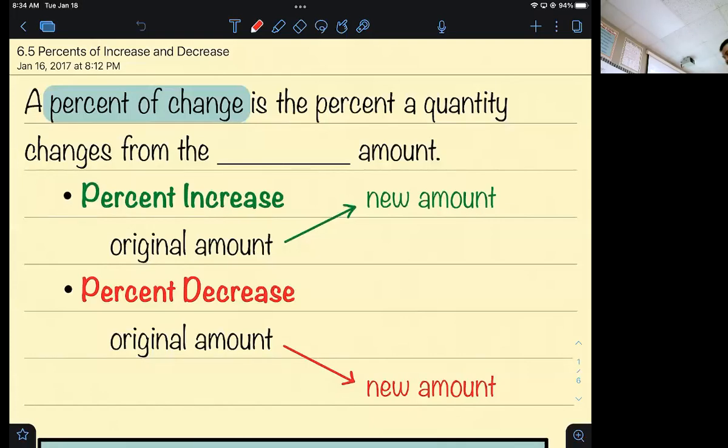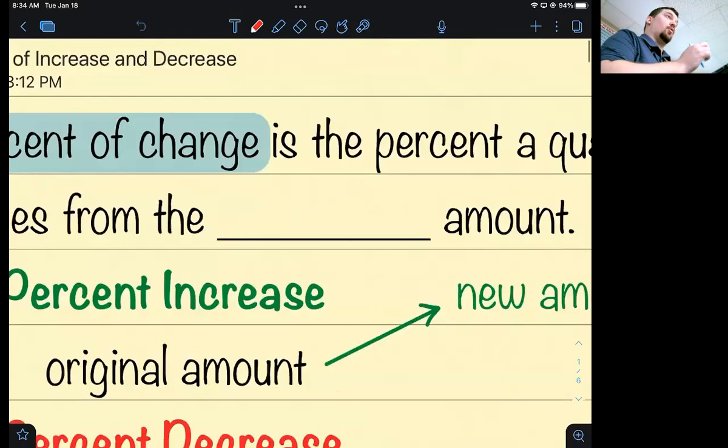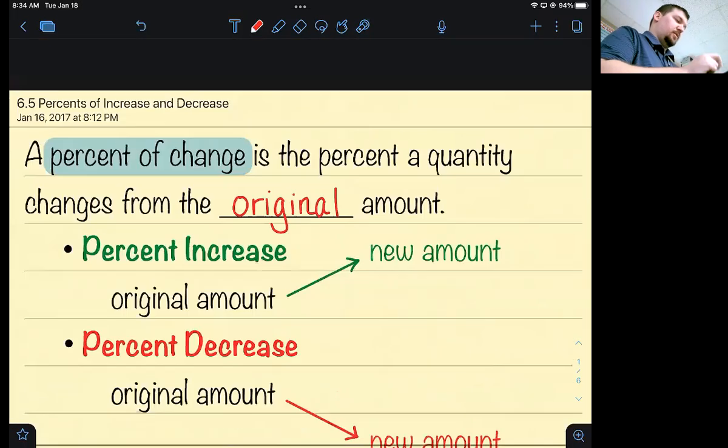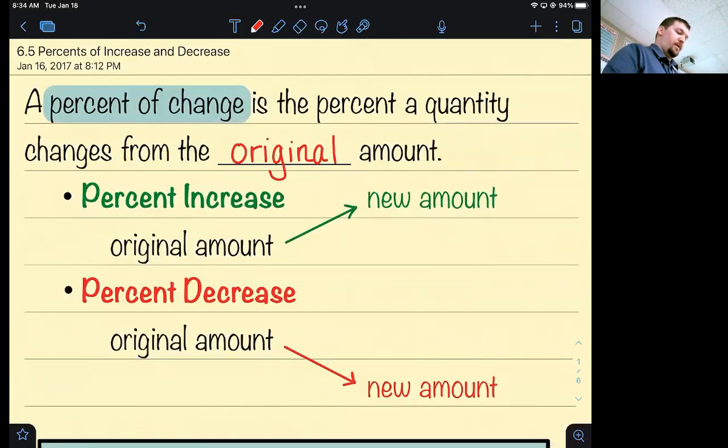All right, today 6.5, percent of increase and decrease. A percent of change is the percent a quantity changes from the original amount. The original amount, the percent that it changes from the original.